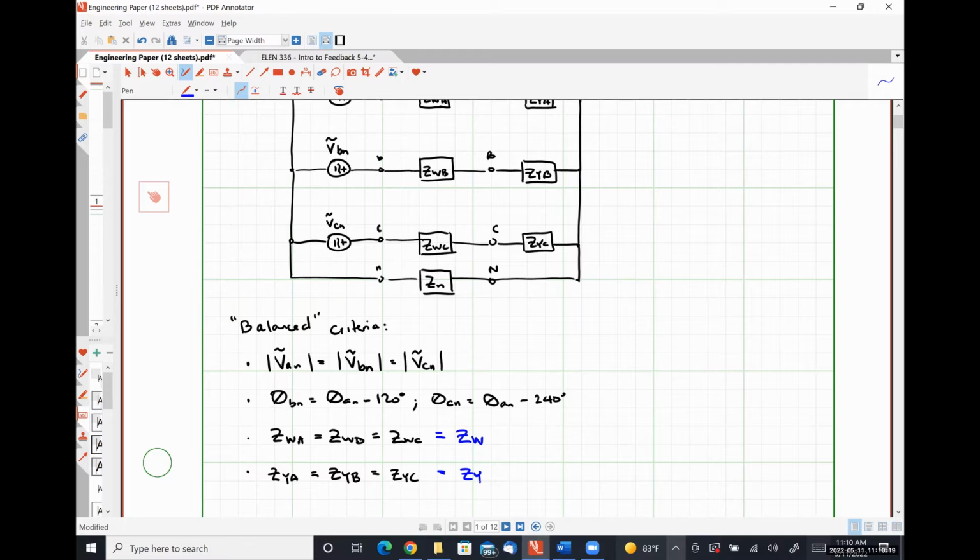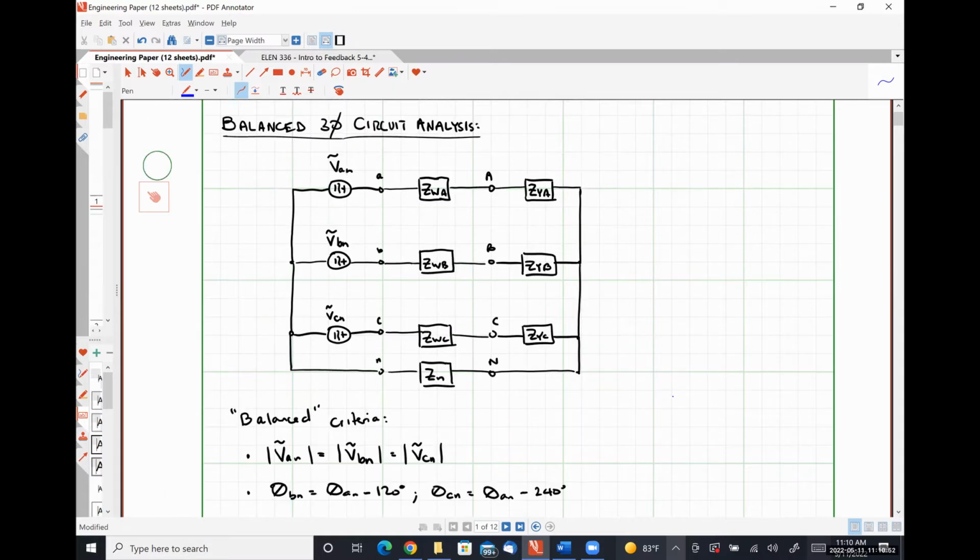Okay. So now we're going to get into our analysis. We are going to analyze this circuit by looking at what are called the line currents, the currents flowing through the transmission lines. And we are going to make some observations regarding the behavior of a balanced system that will all tend to make our analysis more simple in the long run, okay? So I'm going to identify my line currents.